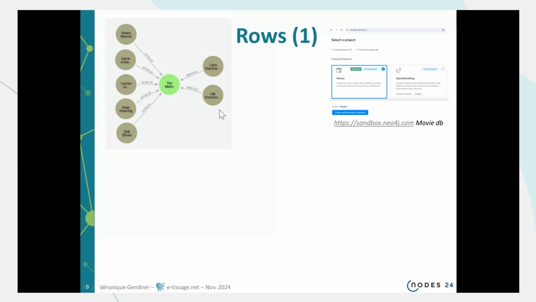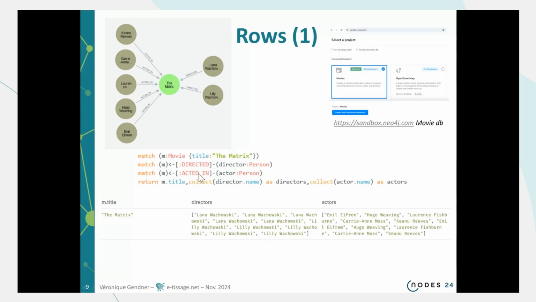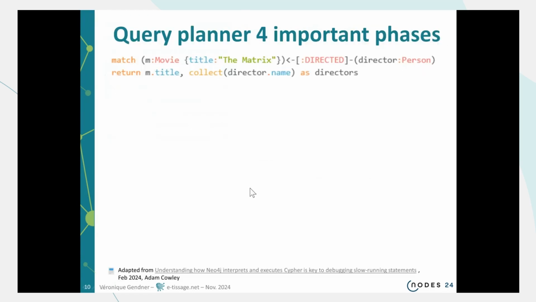If you want to get the list of actors and the list of directors of the movie, you might write a query that matches the movie, then grabs Person nodes related to the movie node, and other Person nodes that are connected to the movie with the ACTED_IN relationship. But then you will get a list with 5 times the name of each director and 2 times the name of each actor. And this is because of how rows are produced during the query processing. We'll see this in a minute, but let's first see what the important phases of the query planner are.